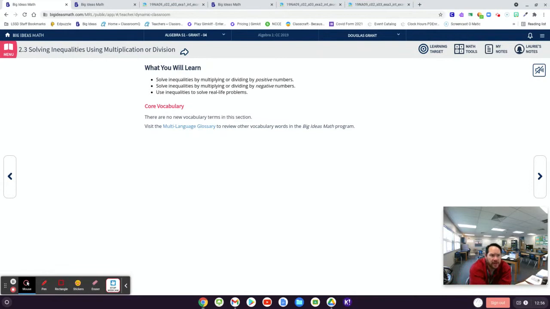Ahoy there, we are jumping right into 2.3, which is solving inequalities using multiplication and division. Here's the thing. This is almost the same as solving equations. However, there's a huge difference when you're multiplying or dividing by a negative number. Everything gets thrown out the door.